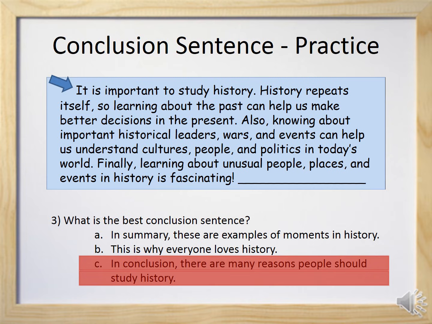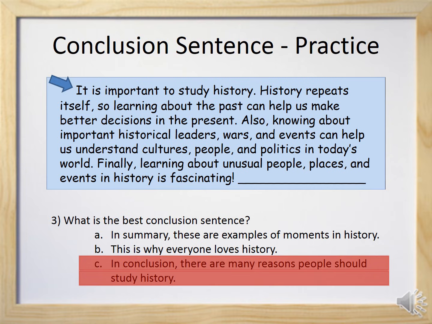Why can't the correct answer be A? In summary, these are examples of moments in history. It can't be A because this paragraph gives reasons why it is important to study history. This paragraph does not give examples of moments in history, so sentence A doesn't make sense.